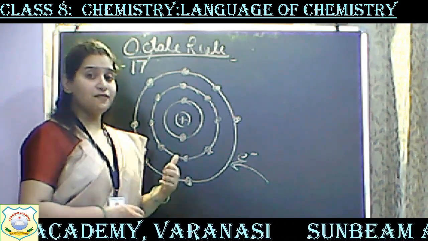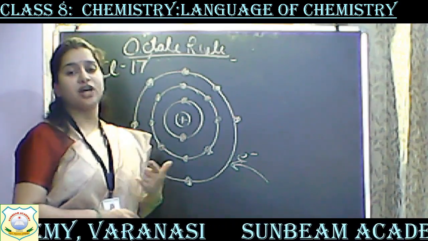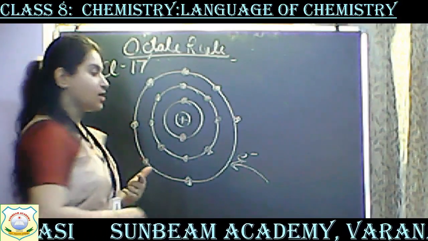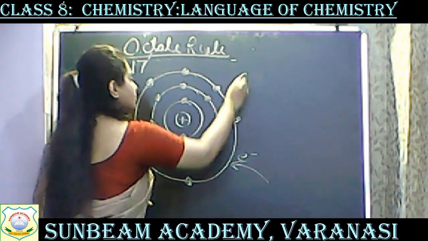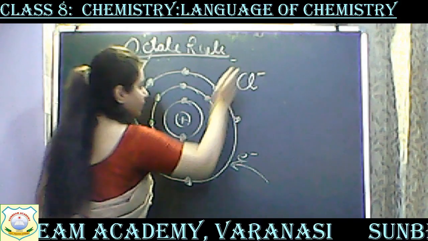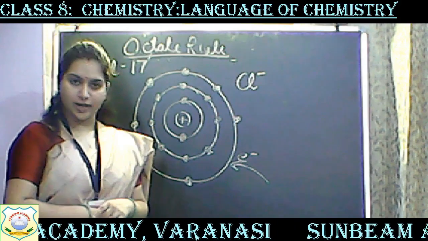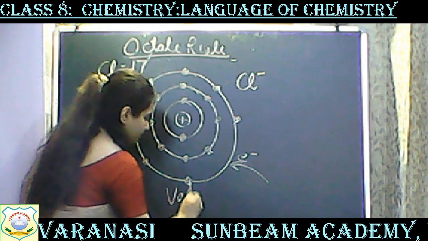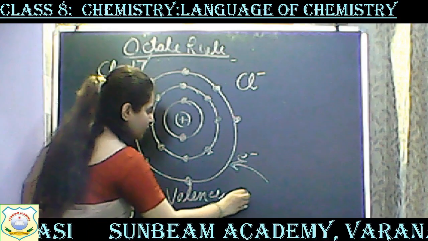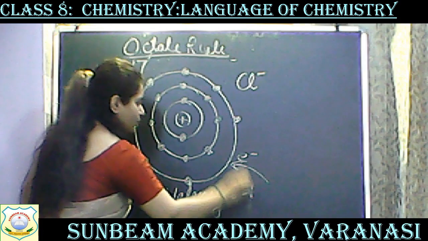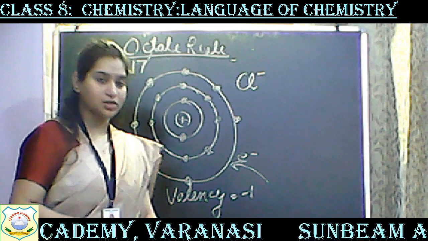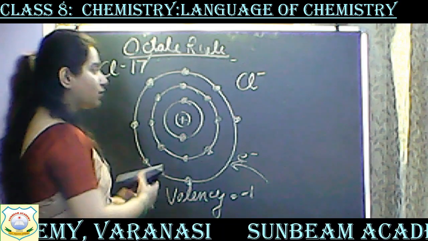Alright, and if we are adding electrons, so the charge will be minus. So if we are adding 1 electron, the charge will be Cl minus. Got it? So the valency of chlorine will be minus 1. Clear? Clear with this concept? I'll take one more example.